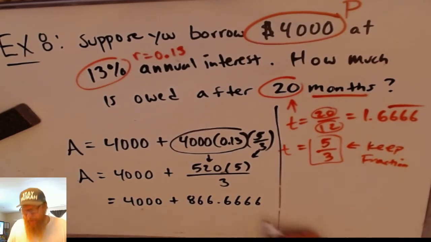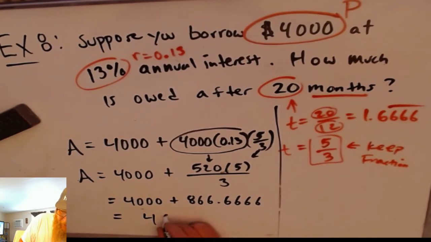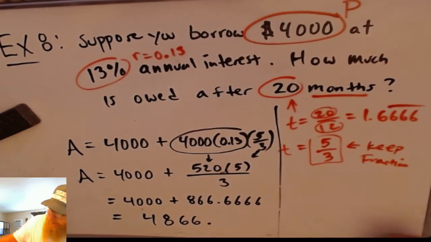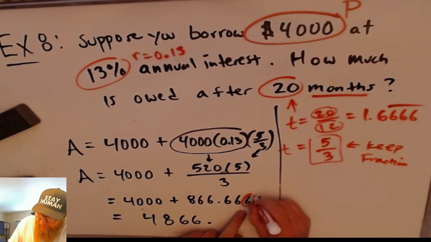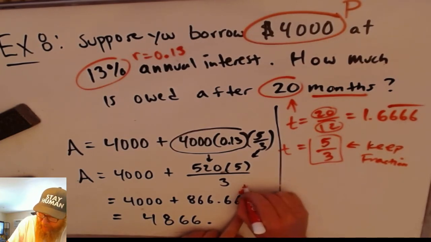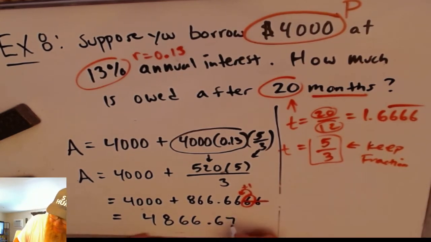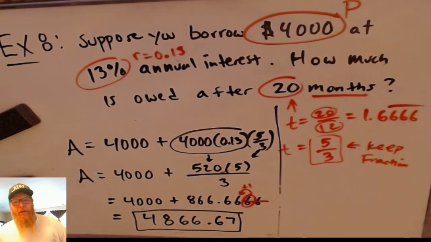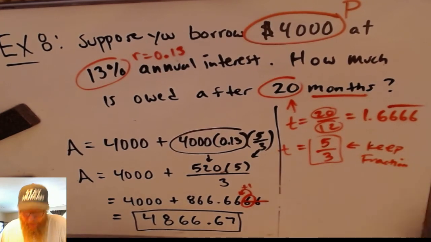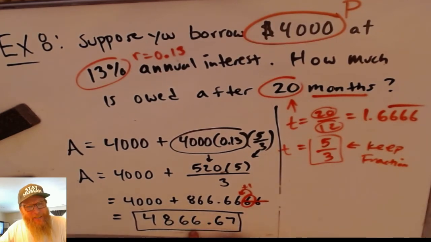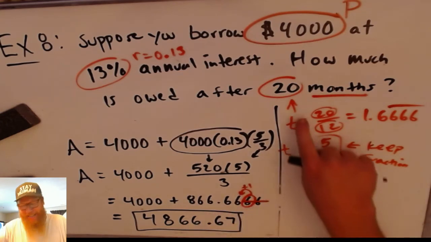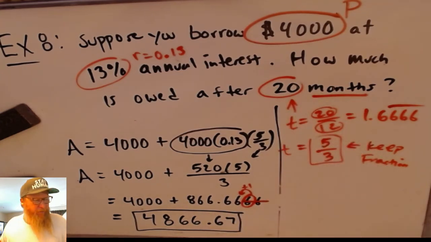And remember, I want 2 decimal places, so this is going to be $4,866. And then I'm going to look at the 3rd decimal place. If that's bigger than 5, I'm going to add 1 to the 6, cross these out, and that's going to be 67 cents. That's kind of a lot. It's like you're paying an extra $866, and it hasn't even been 2 years yet. It's only been 20 months. So keep that in mind when you're borrowing money. It'll happen.